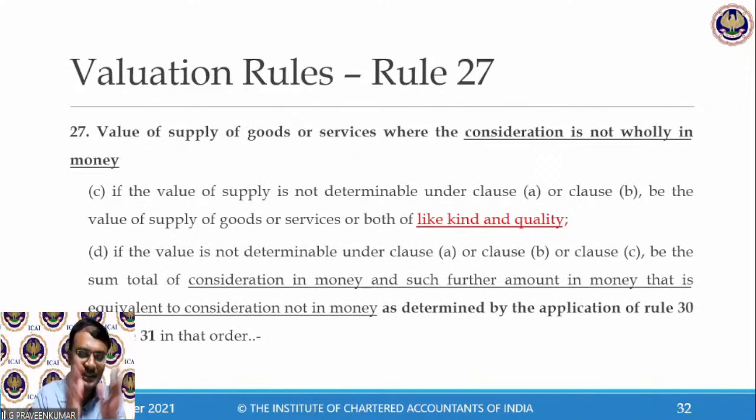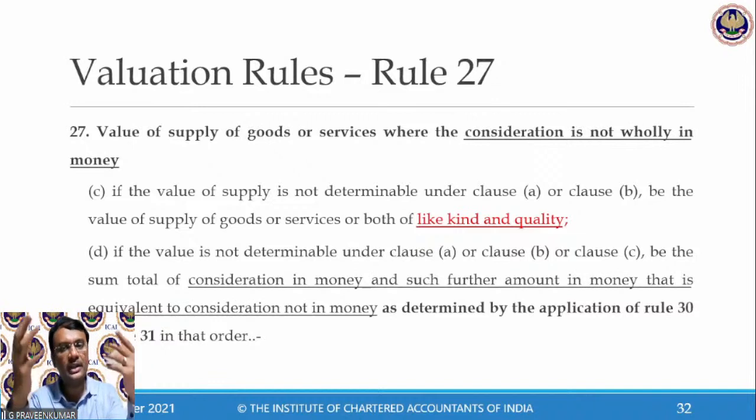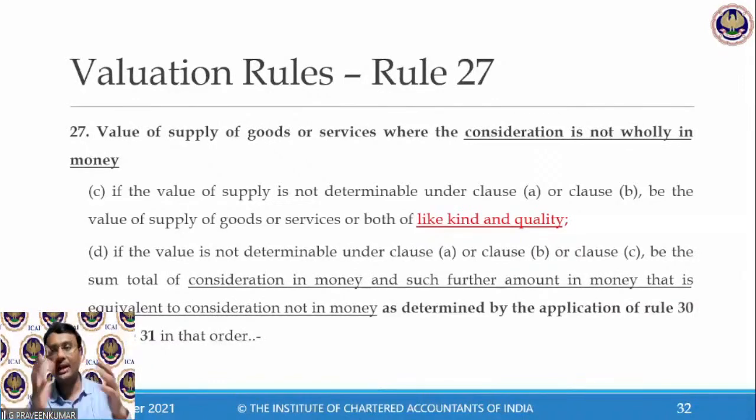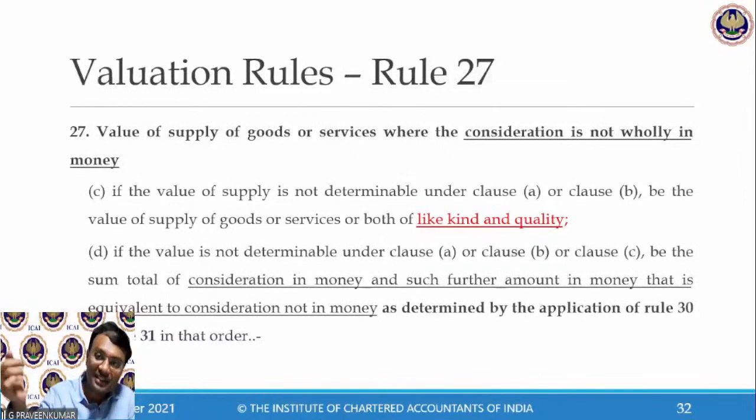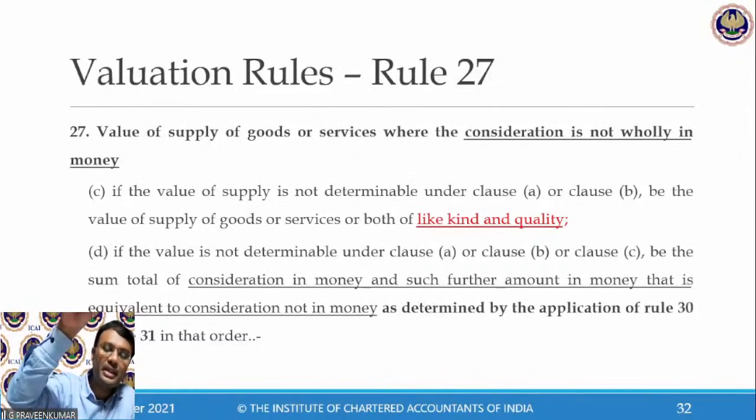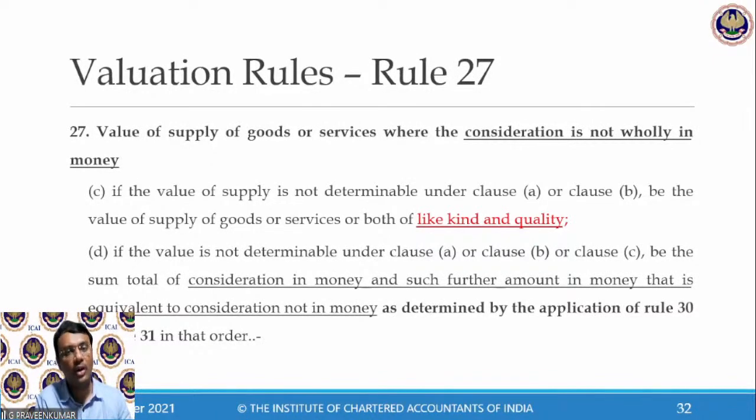So all these conditions fail. I don't have Samsung, I don't have BPL, I don't have any other brand. Sony is the only brand. Then they say, don't worry. There's an ancillary rule called Rule 30, which derives its roots from Cost Accounting Standard 4, where 110% of the cost of goods manufactured or 110% of the value procured shall be your transaction value.